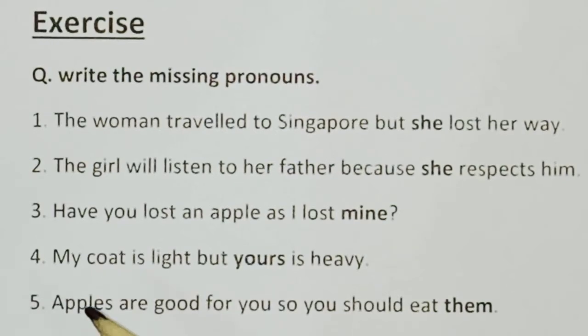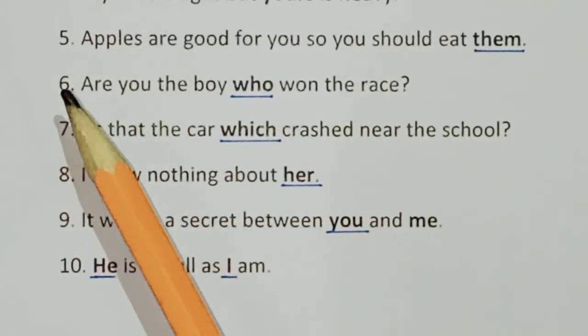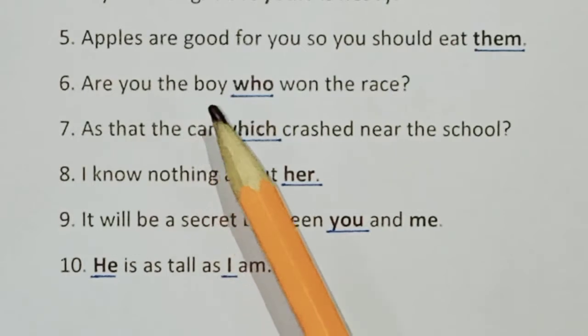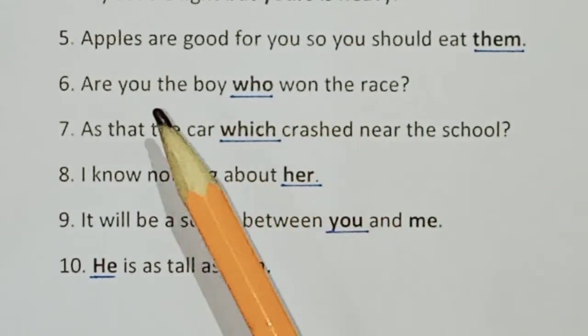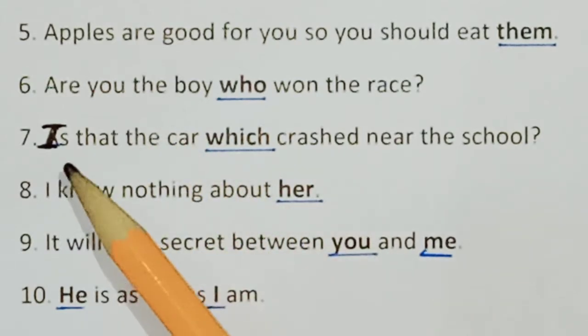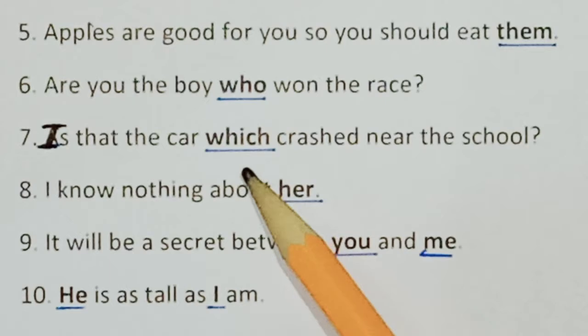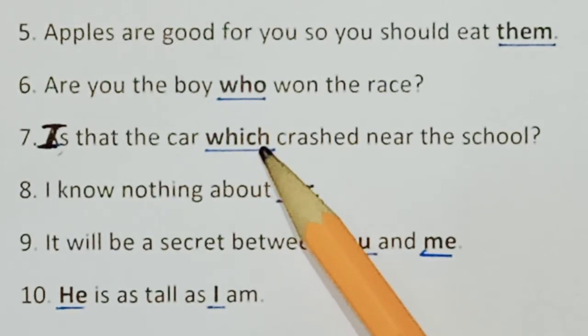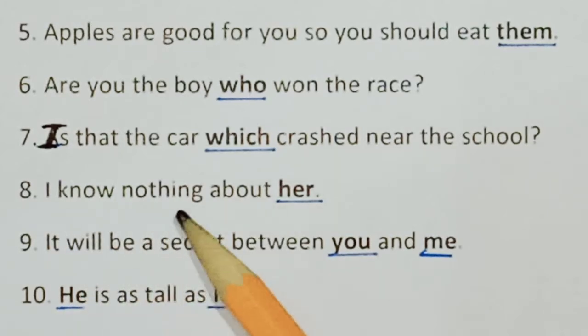The fifth sentence is, apples are good for you, so you should eat them. Them is a pronoun. The sixth sentence is, are you the boy who won the race? So who is the pronoun. So the seventh sentence is, the car which crashed near the school? Which is the pronoun. Then the eighth sentence is, I know nothing about her.